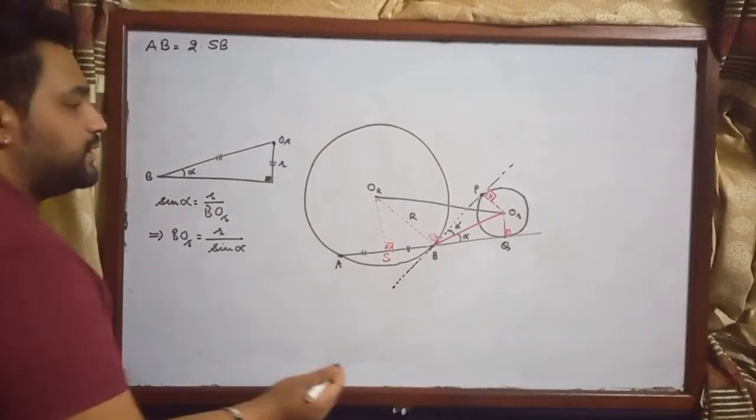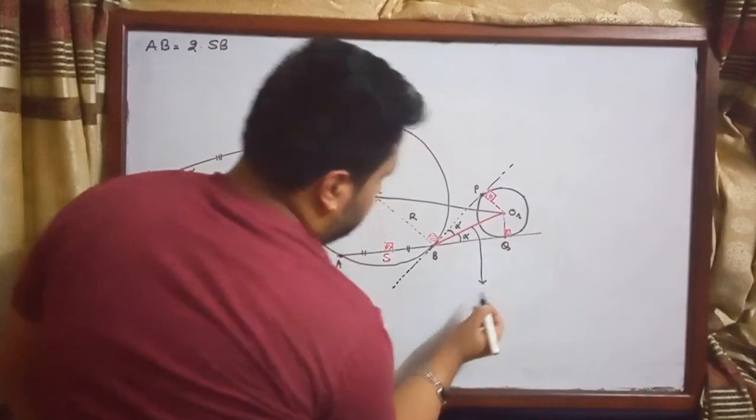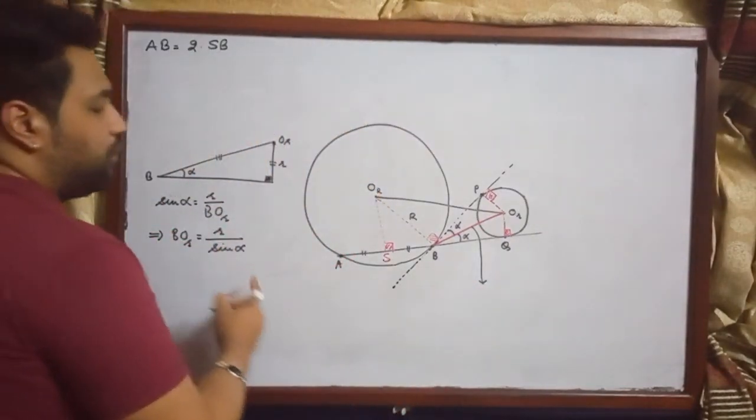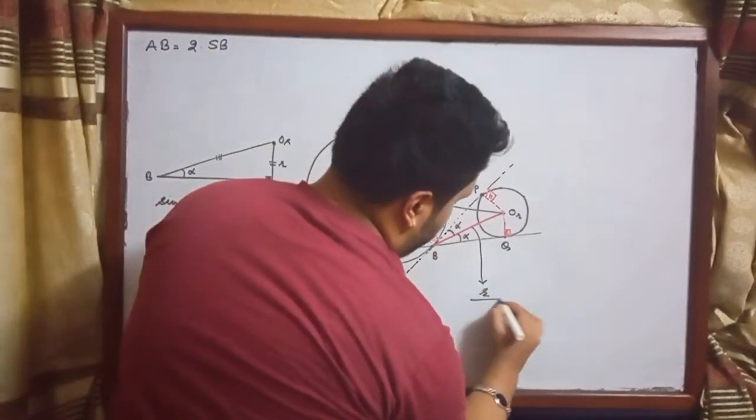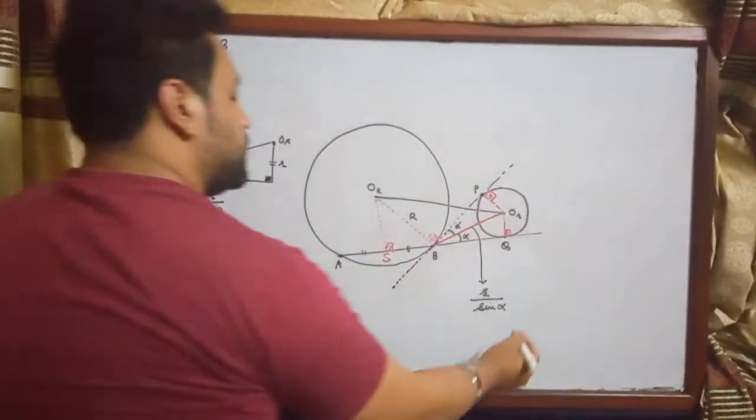All right. So this side is r over sine alpha.